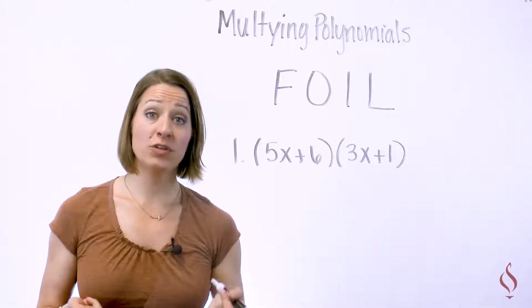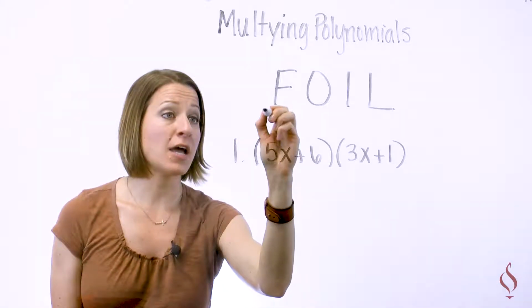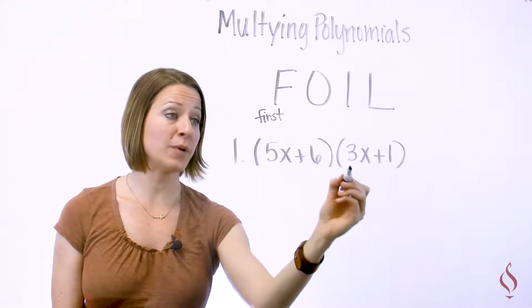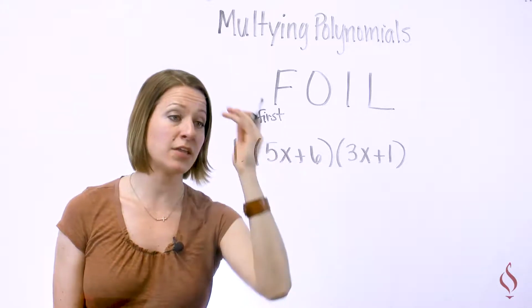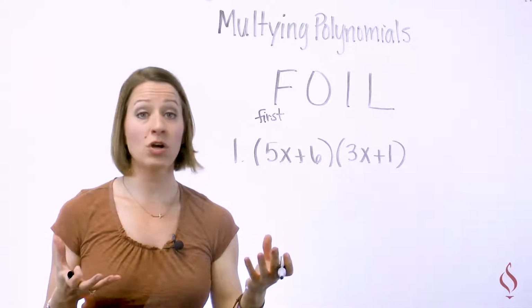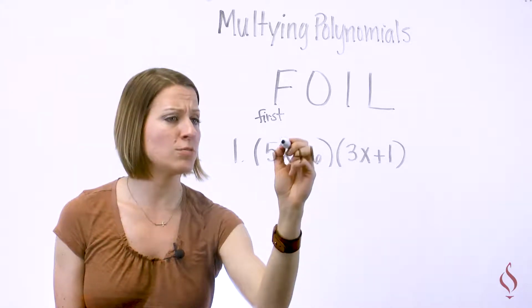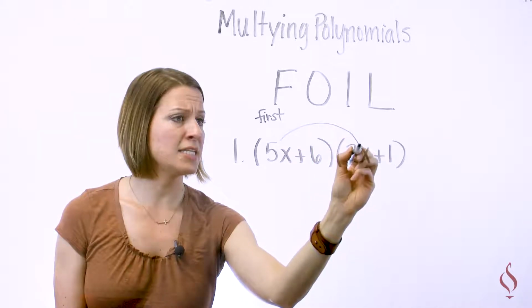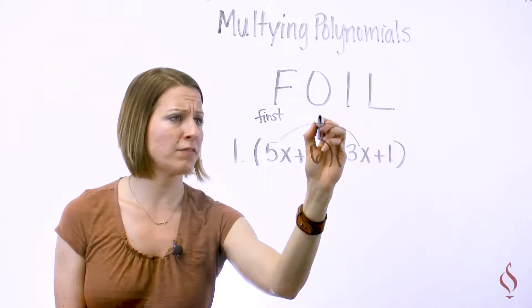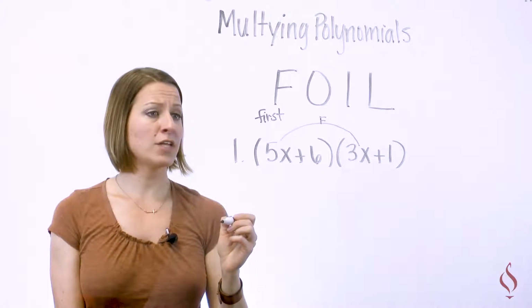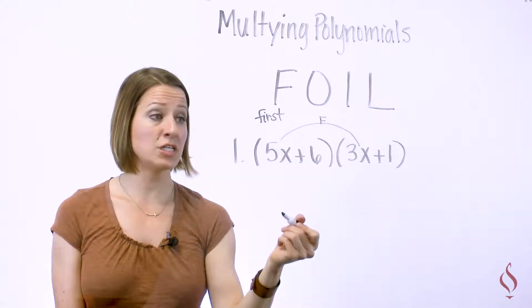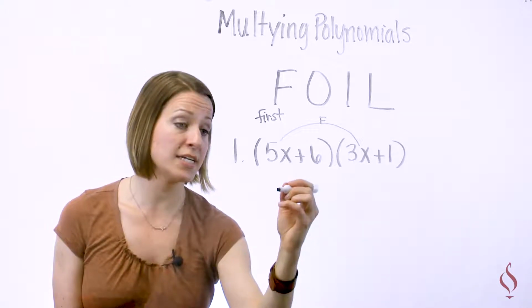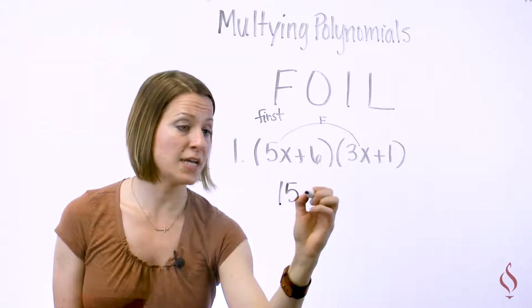The first letter in FOIL stands for first. This represents the first terms in each of the binomials. We are going to multiply those together. You can choose to draw lines here if that helps you connect. I'm going to connect these two, and I'm going to put an F right over that line because those are the first terms in each parenthesis. If we multiply 5x times 3x, it's 15x squared.